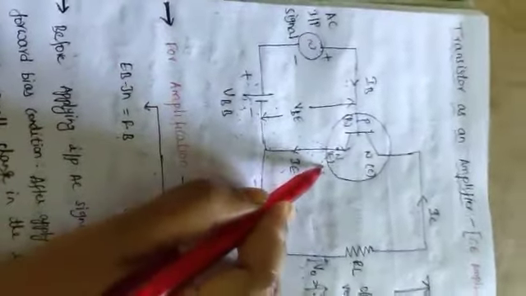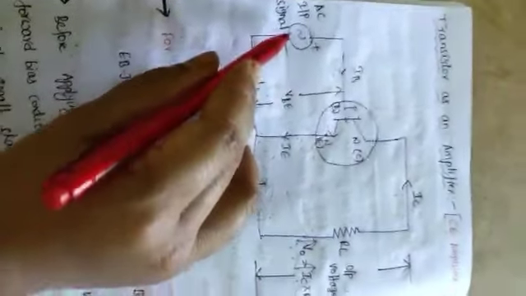So the voltage gain A equals output voltage by input voltage. What is my output voltage? 4 volts, and input voltage is 10 millivolts. So 4 by 10 millivolts, total 400. That means voltage gain A equals 400. That means the output voltage is 400 times the input voltage. In this way the transistor increases the amplitude of the weak signal.